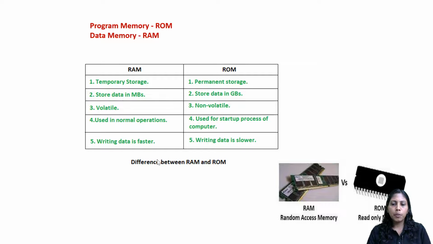ROM is usually used for startup processes of a computer, especially if you are talking about microprocessors. The code you write for that particular operating system gets stored in the read-only memory, and you'll be able to read it from there. Accessing the RAM or writing data to the RAM is faster compared to ROM. The writing process will be slower in ROM.